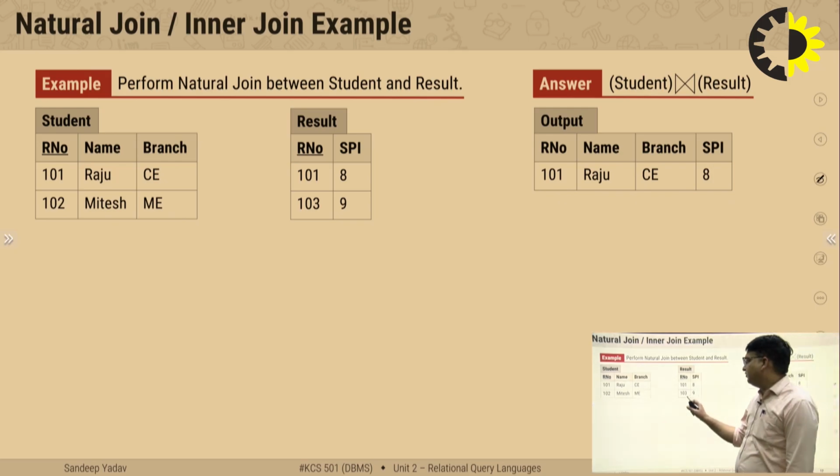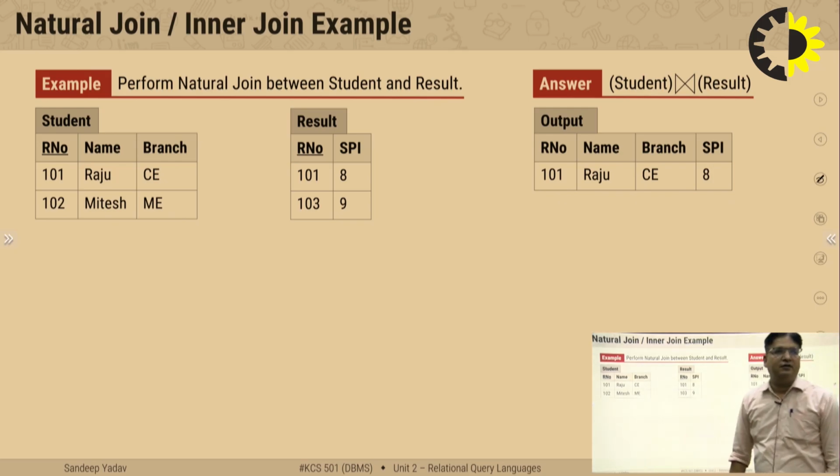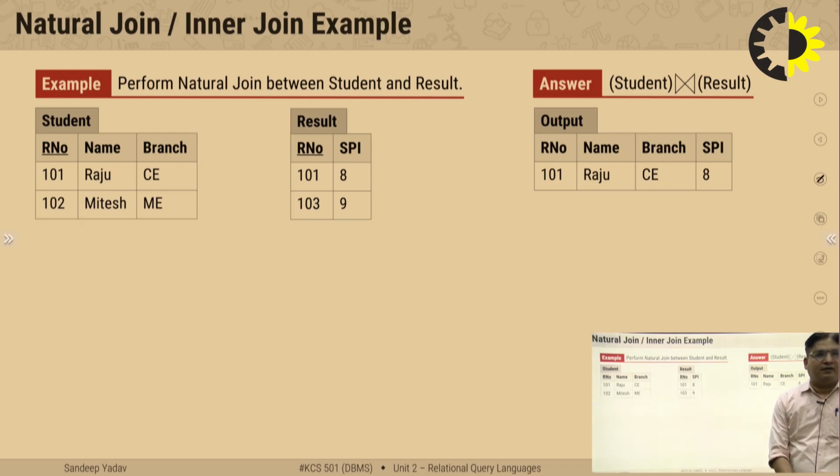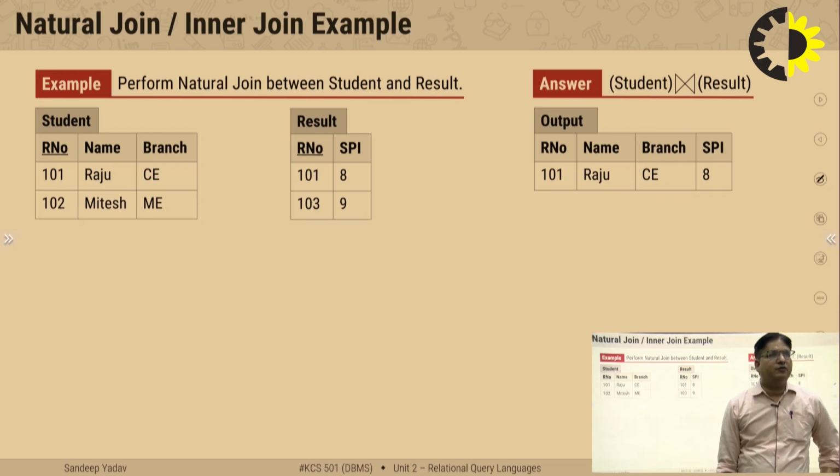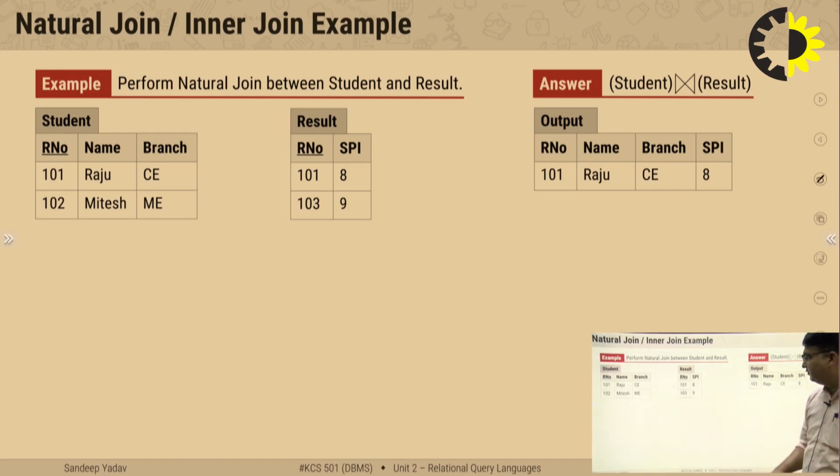103 and 102 are not matching, so the output will correspond only to the matching values. Which values of roll number are matching here? Only 101 is present in both tables. So the output will show only the matching values. Unmatched value 102 is not present in result and 103 is not present in the student table. So these values will not be shown in the output relation. This is the only value that will be shown.